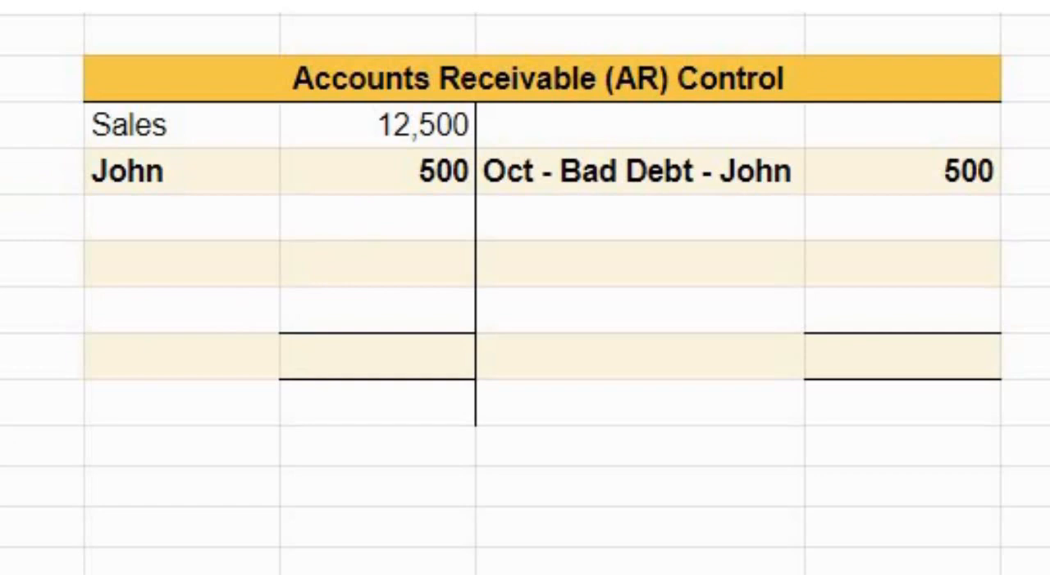It's in October. It's the cross-reference. The other account is the bad debt expense or irrecoverable debt expense account, and for our reference we've put in the word John, and we can see that it's £500. And what this £500 credit into this accounts receivable control account has served to do is to reduce the value of the accounts receivable by £500.